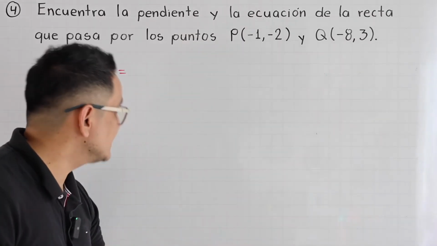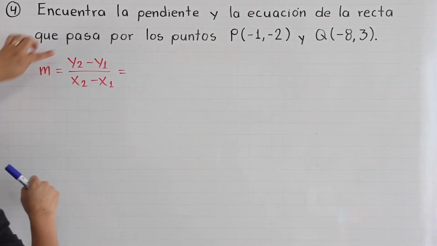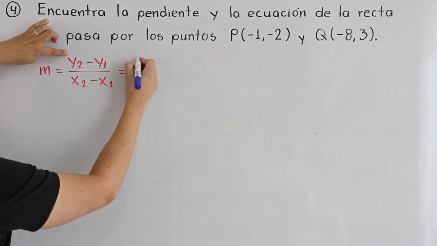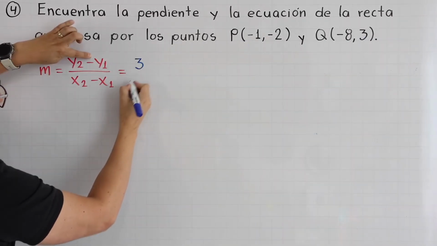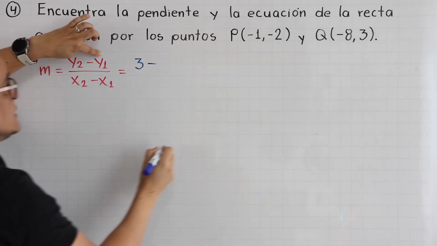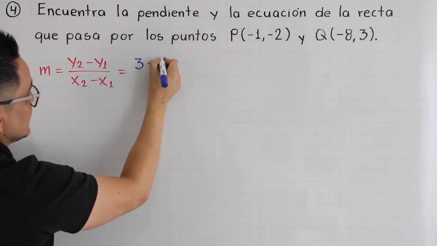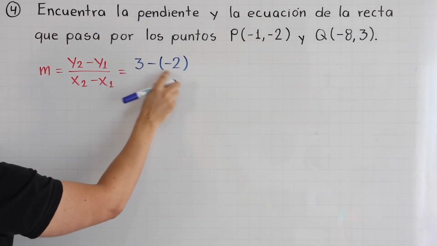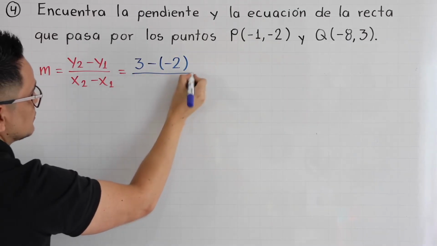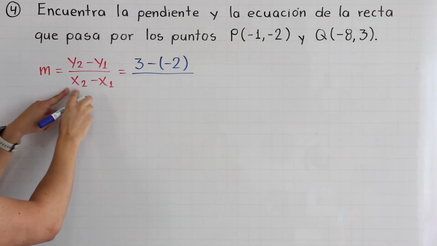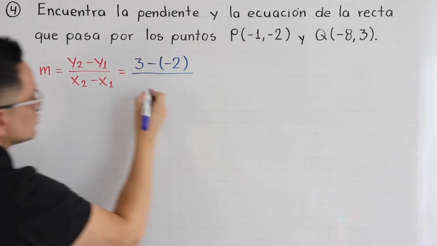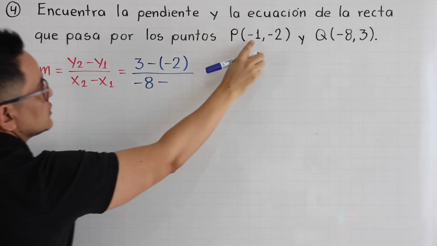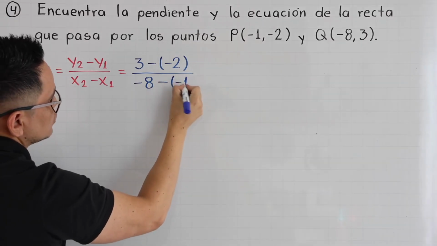All right, let's substitute. Let's put y2, that is y from point 2, which in this case is 3. Minus y1, what is y1? Well, y from point 1, which in this case is -2. So I put a parenthesis and enter -2. I use the parenthesis because here we have a minus and then another minus. Then it continues. Over x2, which is x from point 2, so it's -8. Then we have minus x1, which is x from point 1, which is -1.